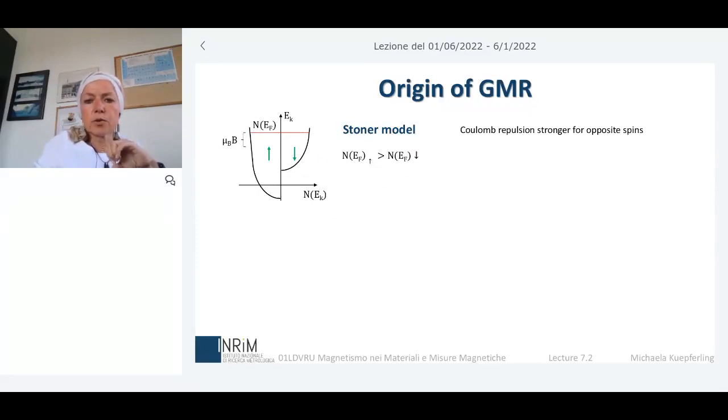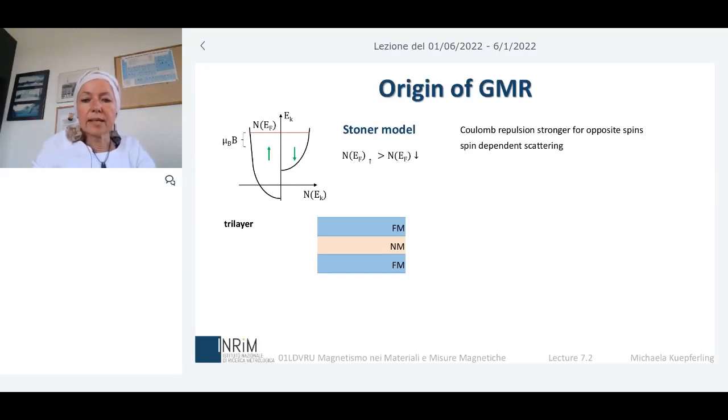ferromagnetism. So with this principle, however, that the Coulomb repulsion is stronger for electrons with opposite spins, we immediately understand that there must be some kind of spin-dependent scattering. So scattering is stronger for electrons with opposite spins. And having this in mind, now we can understand, of course, this three-layer structure that we need to have a GMR. So we need to have two ferromagnetic layers and a non-magnetic layer in between.